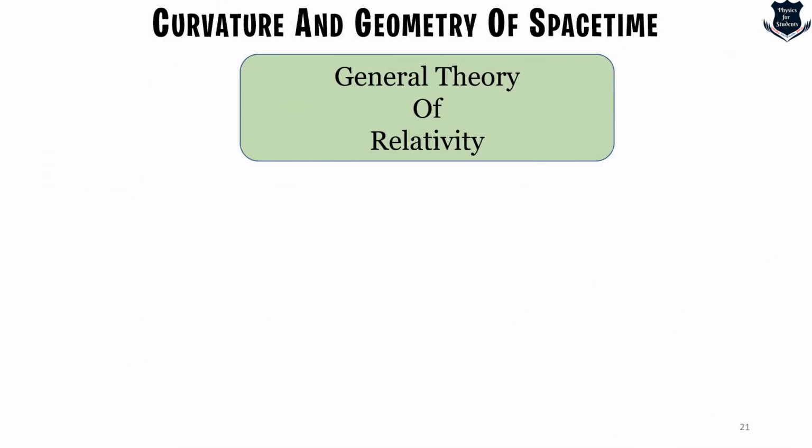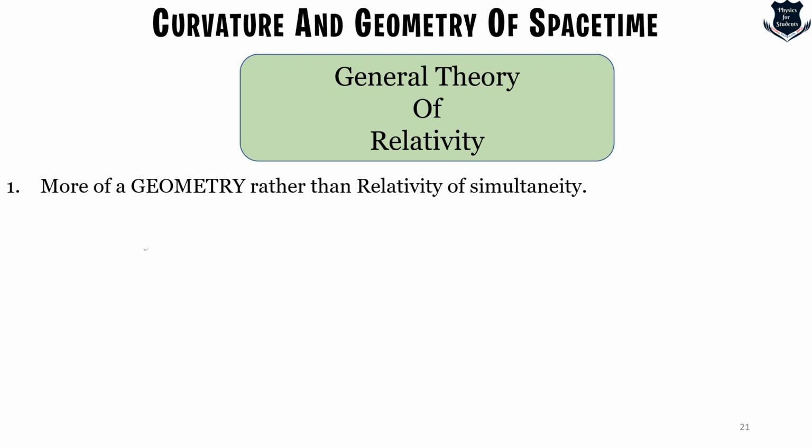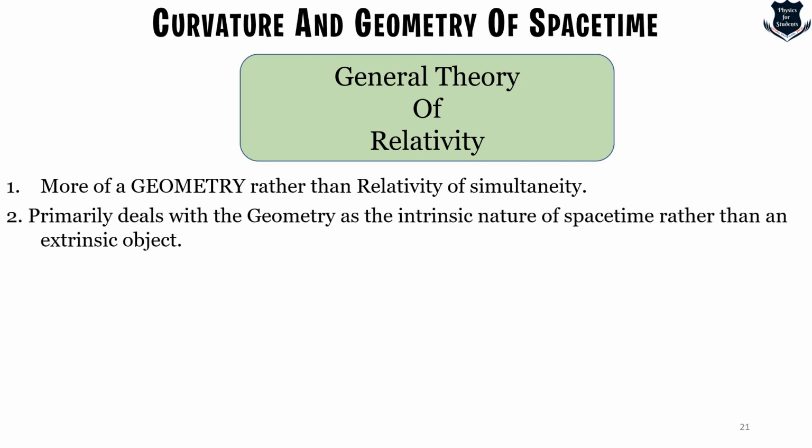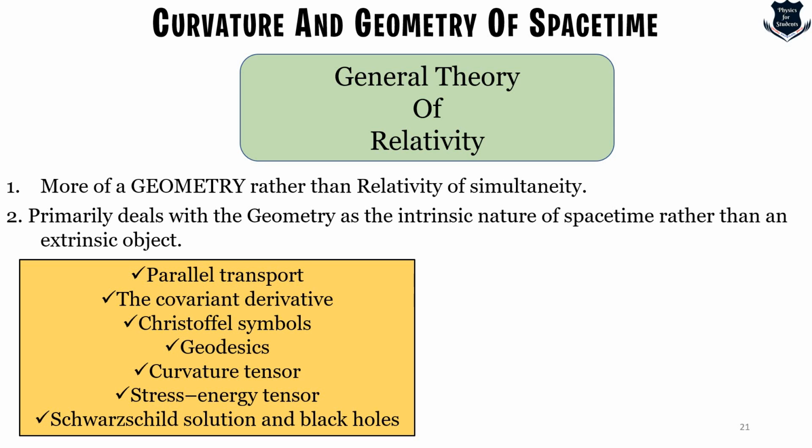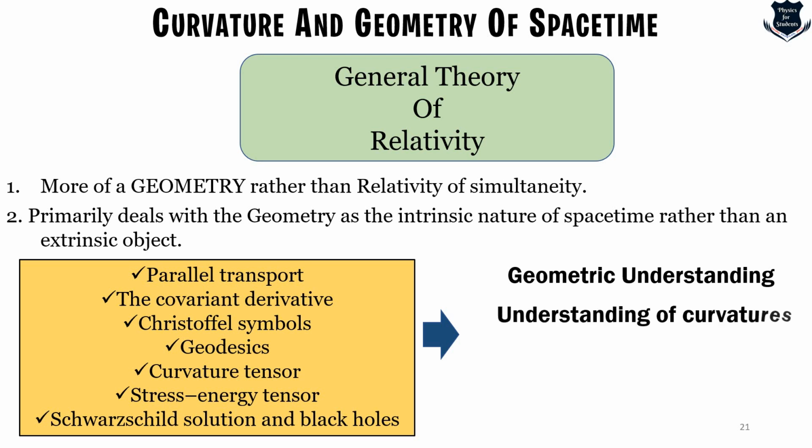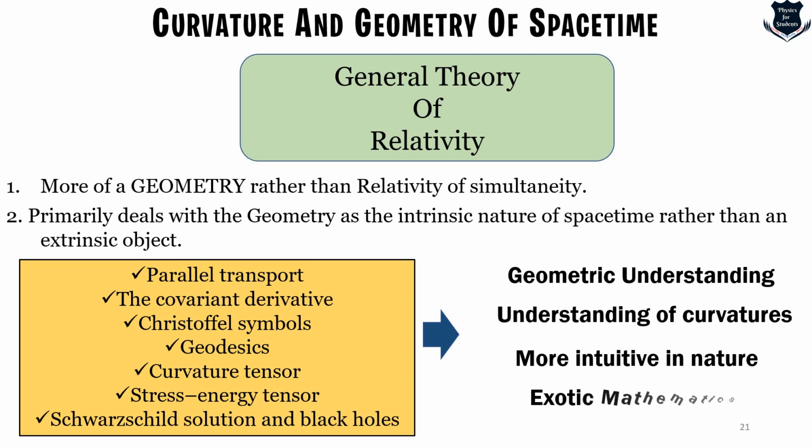And before that, I would like to show you that general theory of relativity is more about relativity and simultaneity. So all these things in the left hand side box are nothing more than differential geometry, where we get a geometric understanding of curvatures, and it is more and more intuitive in nature, and it includes exhaustive mathematics. I think Neil Turok has explained in one of his famous lectures that general relativity is more intuitive, whereas quantum mechanics is more mathematical.